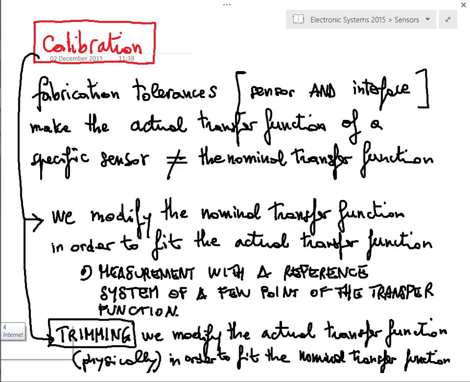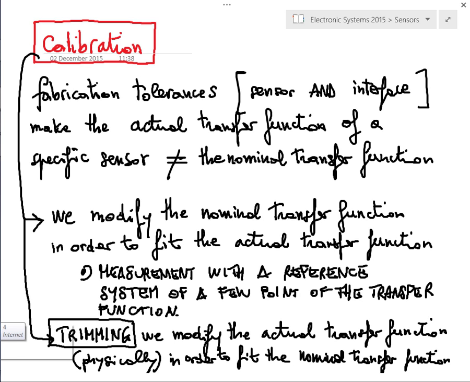This is also something that in some situations is done. For example, in the case of the thermistor that I mentioned before, there are thermistors that are sold already calibrated, and in the case of a thermistor, typically the transfer function is linear. The resistance is linearly dependent on the temperature, but actually there's a procedure called laser trimming, and with a laser the resistor is modified so that the transfer function of the resistor is identical to the nominal transfer function that we want to have.